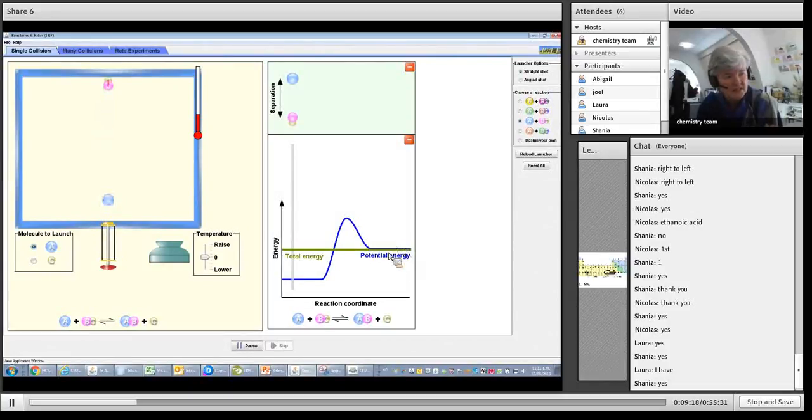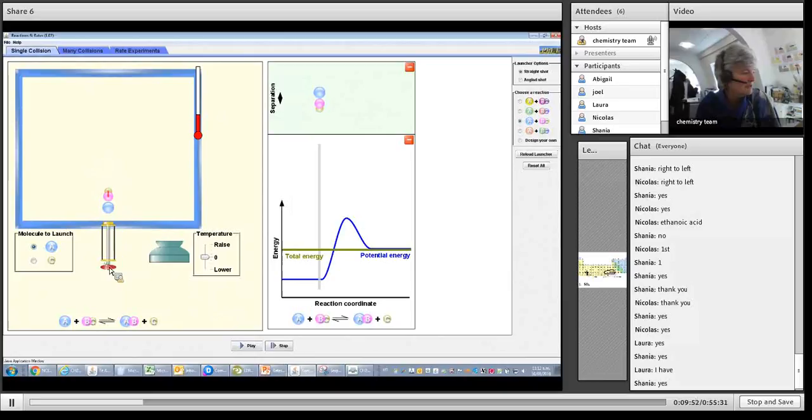And this will be, say, the total energy of the products. So it's this difference in energy between what the reactants had originally and what they need to change to get to that intermediate. That's what we call the activation energy. And you can see we are not reaching the activation energy, so it is not an effective collision.